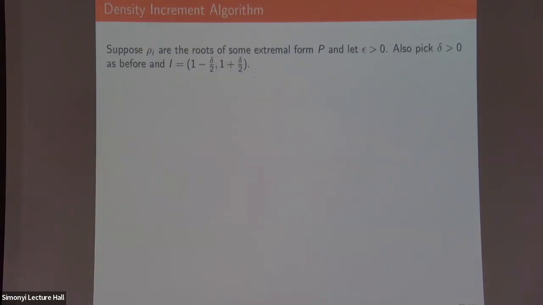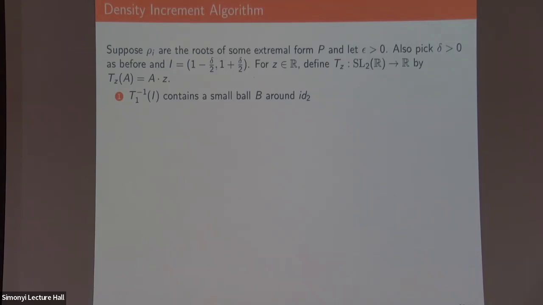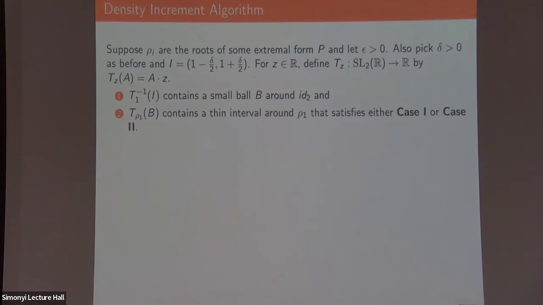And how do we do this? We choose for the delta that we just talked about some very small interval around 1. We project it back under the Mobius transformation near the identity of SL2. So we have a very small ball near the identity element of SL2. Let's start with the first root, rho 1. The projection of this ball near rho 1 is an interval. It either satisfies case 1 or case 2 of the structure theorem.